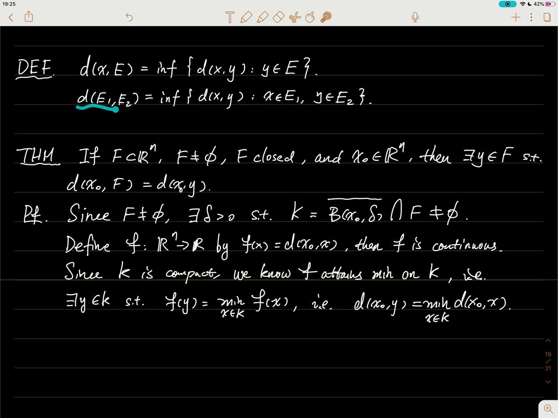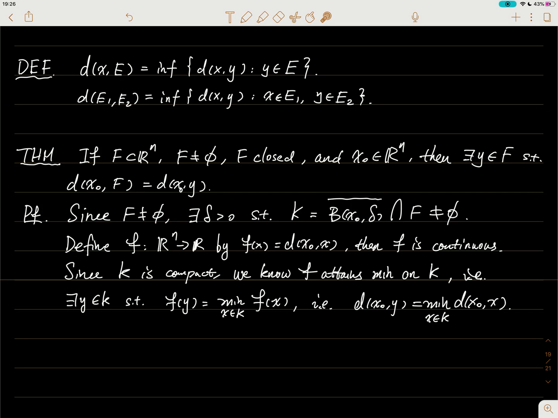And similarly, the distance between two sets is the infimum of the distance between x and y, for x and y taken from E1 and E2 respectively. Okay, so that's the definition. There is a trivial example in the notes. I will not go over that, but you can take a look to get some feeling for this. This is just a common understanding of the distance between points and sets, and sets and sets.